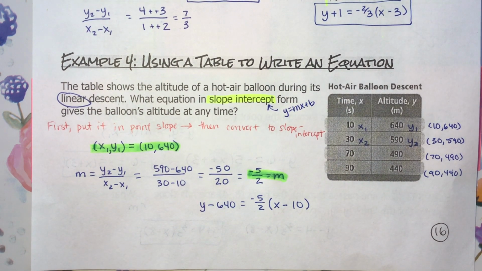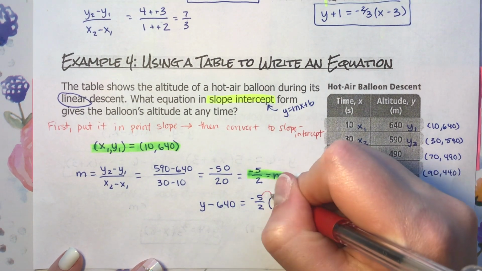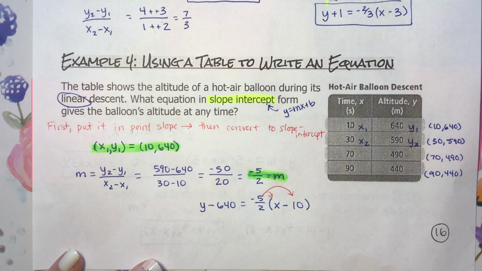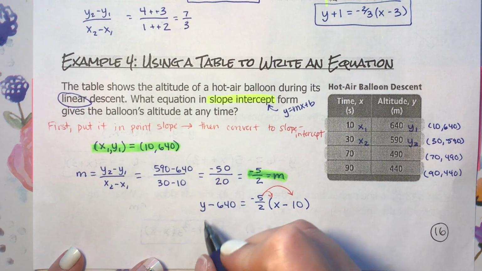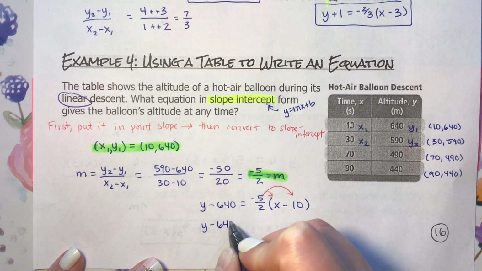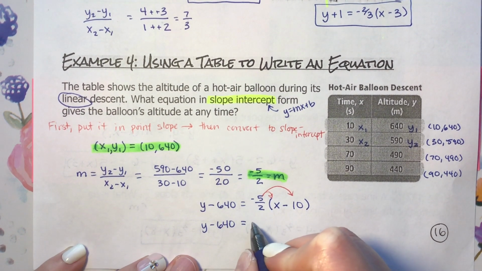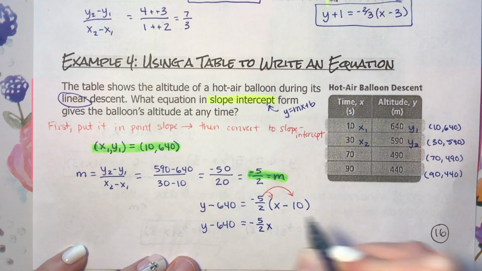So what I'm going to do first is distribute to get rid of these parentheses. I'm doing my best to make it look like y equals mx plus b. So y equals mx plus b does not have any parentheses in it, so I need to get rid of them. So I still have y minus 640 on the left is equal to negative 5 halves x.